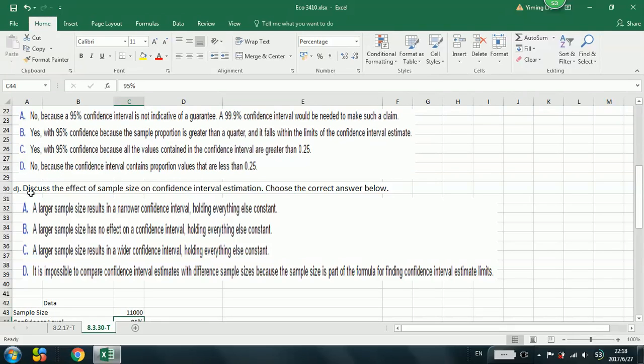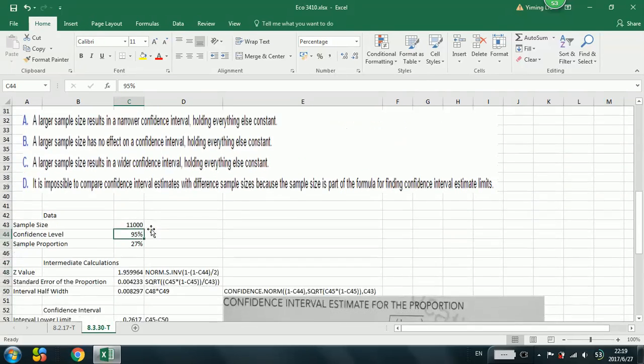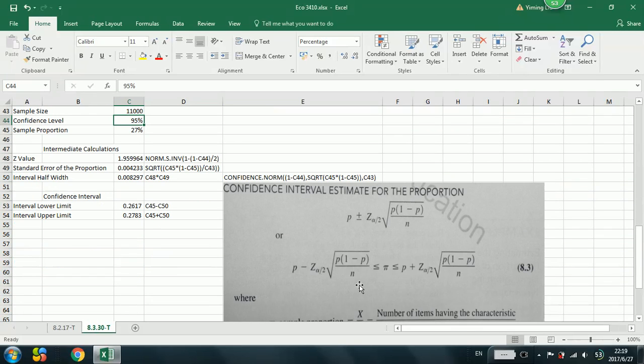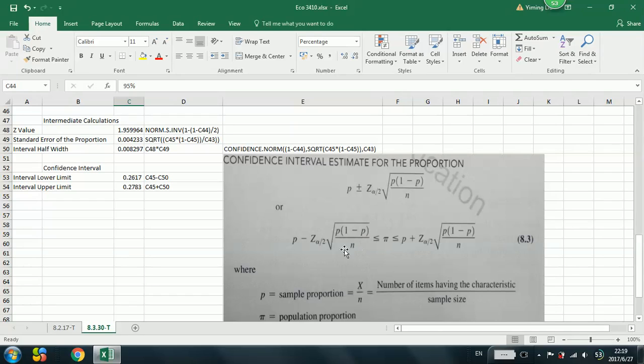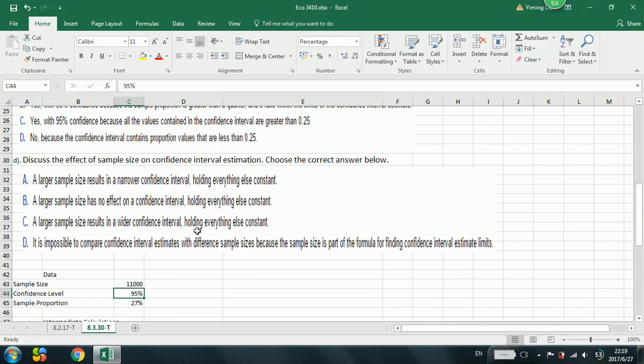For part D, discuss the effect of sample size on confidence interval estimation. Choose the correct answer below. For choice A, a large sample size results in a narrow confidence interval, holding everything else constant. If we take a look at this inequality here, the only change that has been made is n, which is in the denominator. If we have a larger denominator, this interval will become smaller, which has been stated here. This choice A is the correct answer.